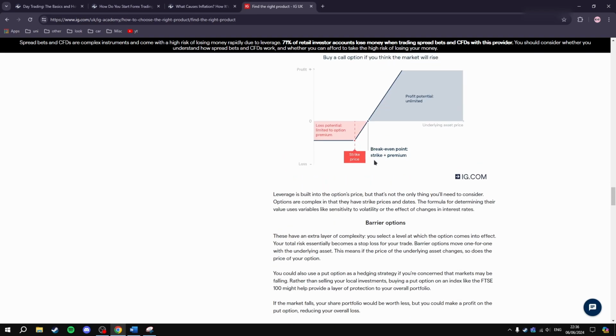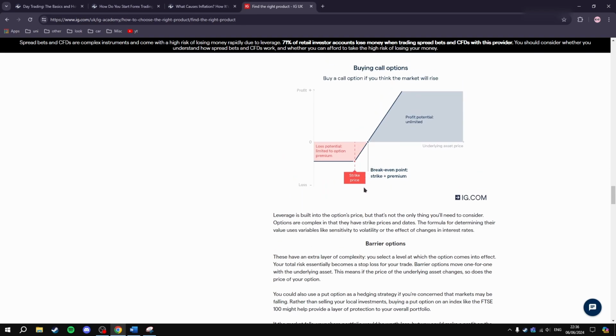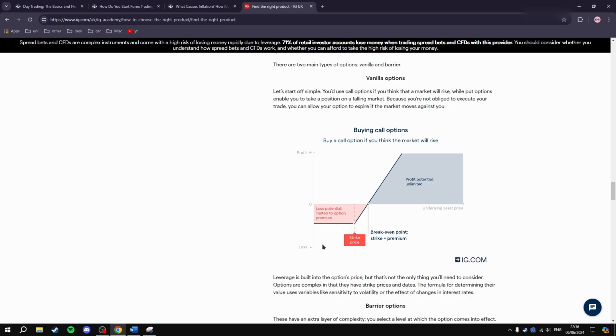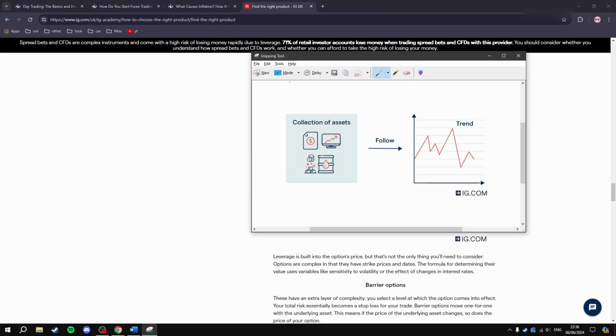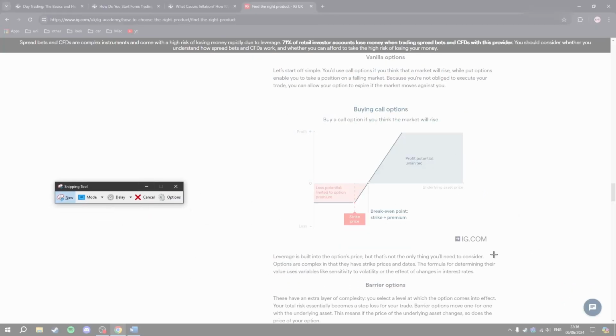Leverage is built into the option's price, but that's not the only thing you'll need to consider. Options are complex in that they have strike prices and dates. The formula for determining their value uses variables like sensitivity to volatility or the effect of changes in interest rates. I've no idea what this diagram really means actually.